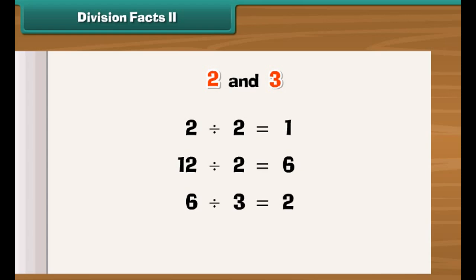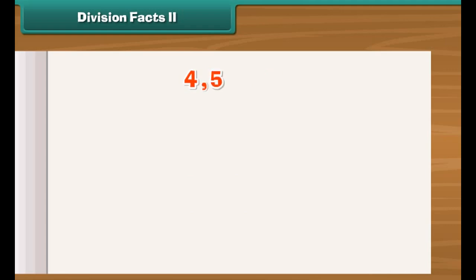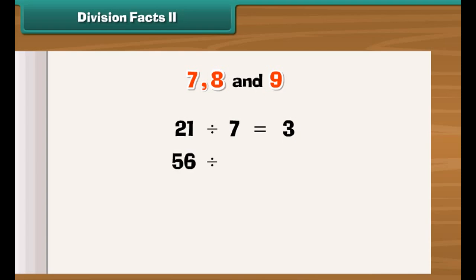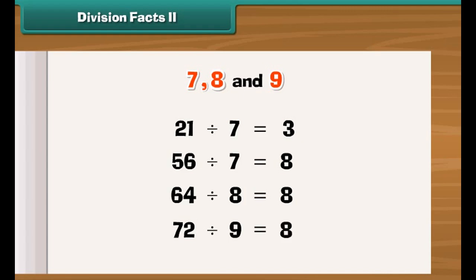Now let's look at the division facts of 4, 5 and 6. 4 divided by 4 is 1. 20 divided by 4 is 5. 10 divided by 5 is 2. Similarly, 18 divided by 6 is 3. Now it's time to know the division facts of 7, 8 and 9. 21 divided by 7 is 3. 56 divided by 7 is 8. 64 divided by 8 is 8. 72 divided by 9 is 8.